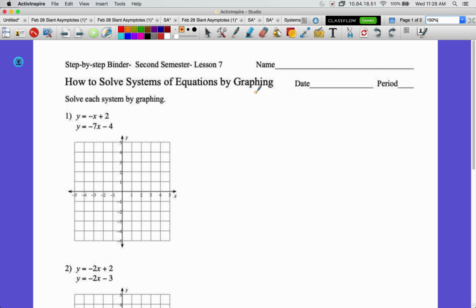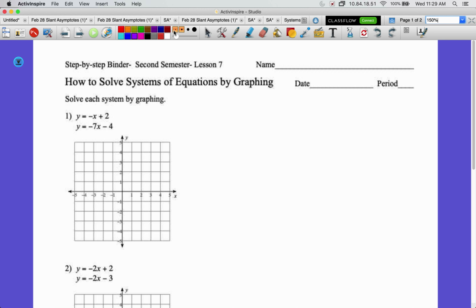So solve each system by graphing. We want to find the combination of an x and a y value that makes both of these equations true at the same time. One of the easiest ways to do that, if you have a piece of graph paper, is to graph both equations and just see where they intersect.